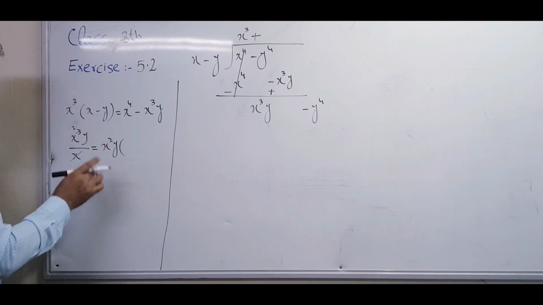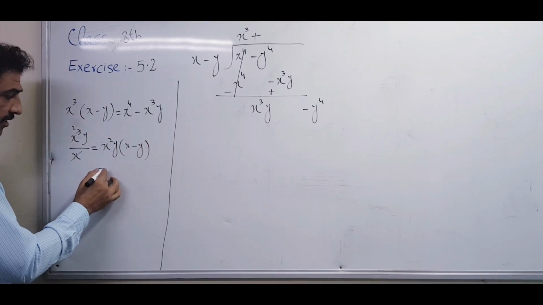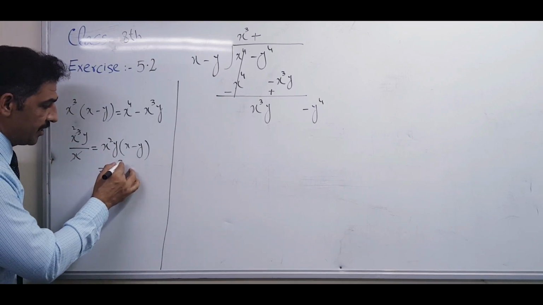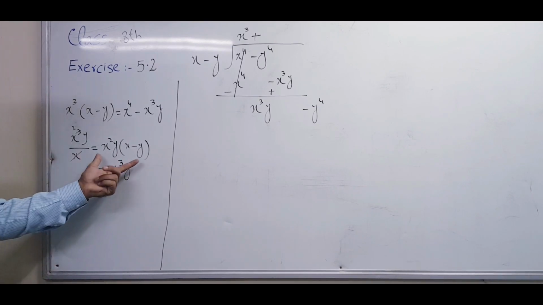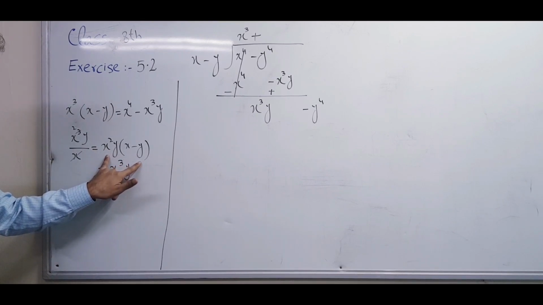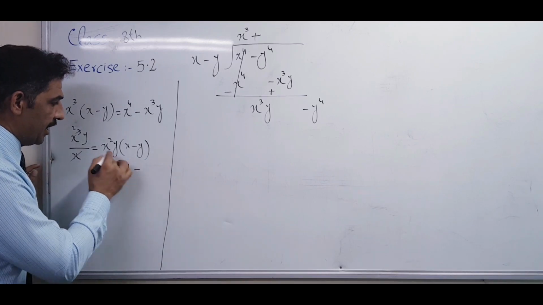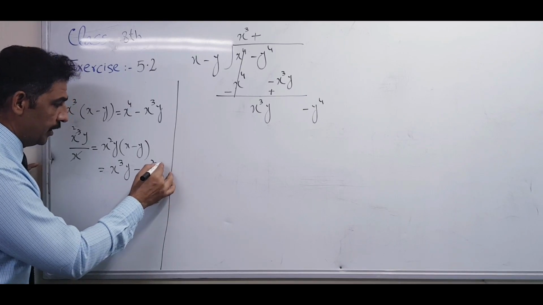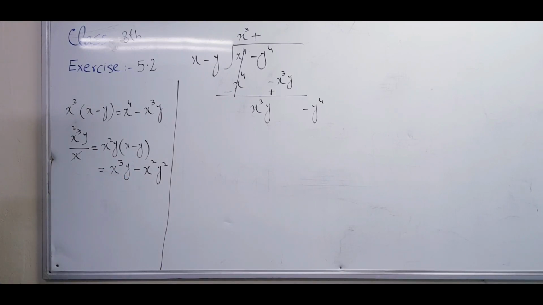And when we multiply x square y by x minus y, what will we get as the answer? When we multiply by the first term, the answer is x cube y. And when we multiply by the second term, what will we get? Because the y variable has the same base, minus x square and y square. Because the y has the same base, that's why we have to add its exponent.